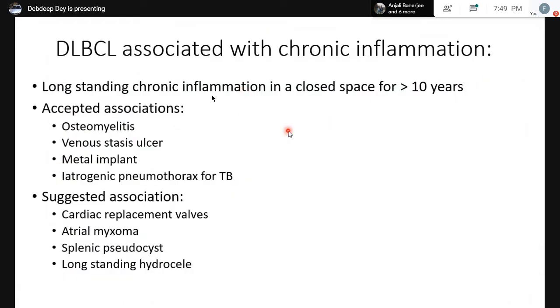DLBCL associated with chronic inflammation is another entity, where long-standing chronic inflammation in a closed space, present for more than 10 years, can result in a DLBCL. You have associations with osteomyelitis, venous ulcer, metal implant, and iatrogenic pneumothorax for TB. Other associations are atrial myxoma, of which I've seen only one case, cardiac replacement valves, and long-standing hydrocele.